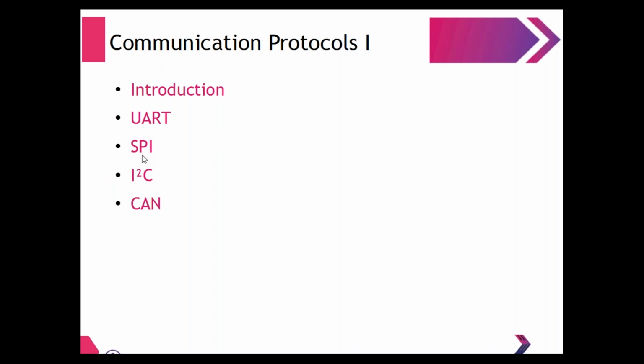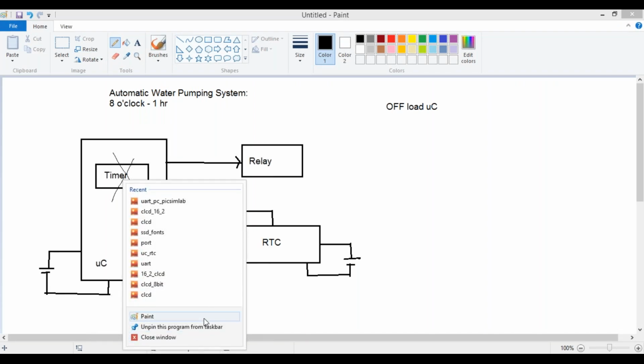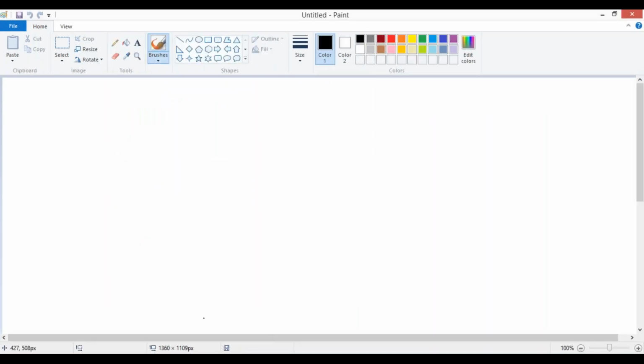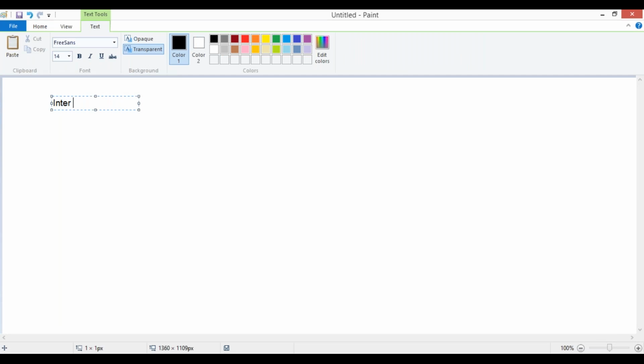Before going into the protocols, let me introduce one concept, then we will start with the UART protocol. So what is that concept? Let me talk about interboard and intra-board protocols. What are the interboard protocols and what are the intra-board protocols? Two types of protocols are there. First, interboard protocols. For example, the UART protocol and the CAN protocol come under the interboard protocols.